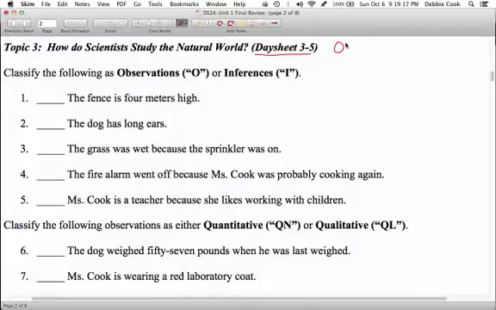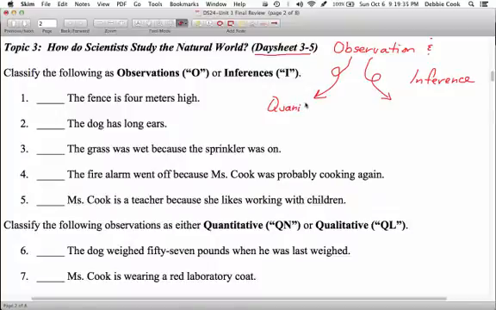We're focusing on the term observation and inference. And for those of you who've already done a lot of studying and feel comfortable with this topic, you know that when we talk about observation, we're talking about two types. We're either talking about a quantitative observation or a qualitative observation. And we'll talk about the difference between the two when we get to that section in the review. All right, let's jump in and read the directions for the first part.